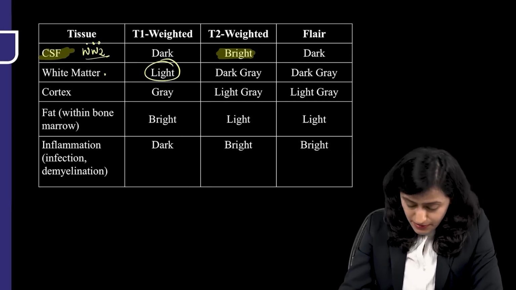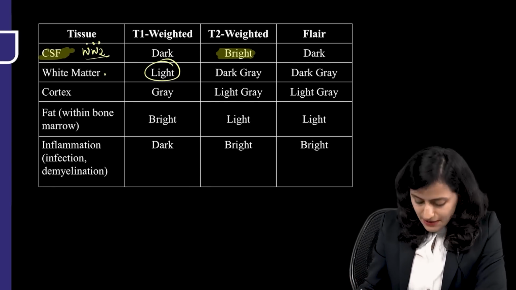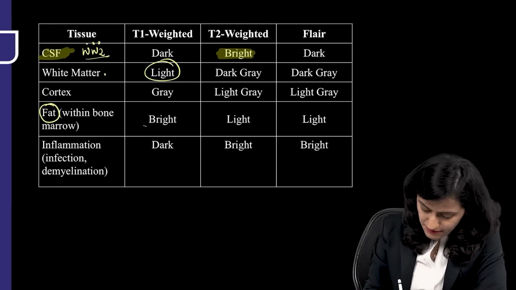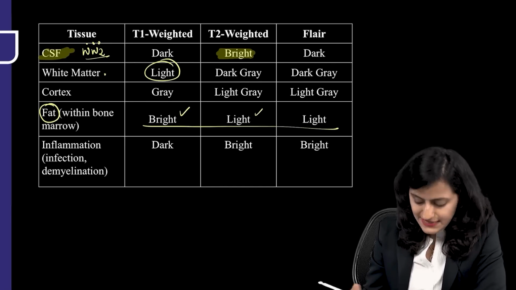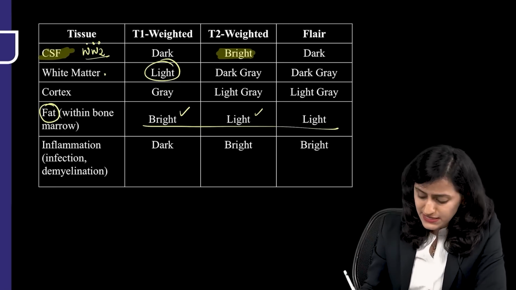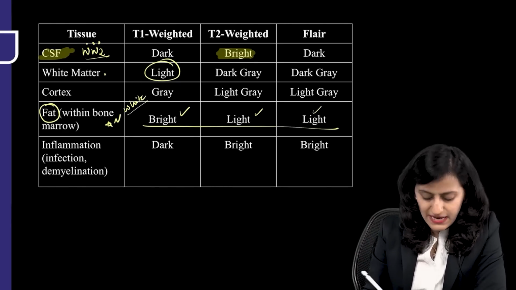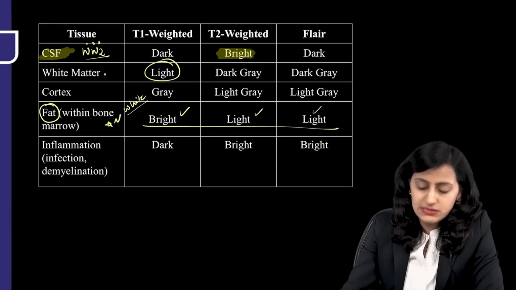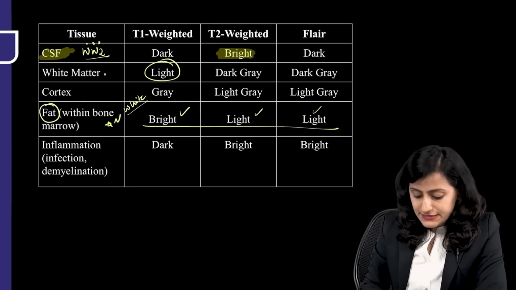I'll tell you the tricks to remember that when we see the images as well. So based on these appearances, basically we get to know the substance. Remember that fat is the substance which is bright on MRI, be it T1, where light means bright but less bright, or T2. Which is the substance which is white on both T1 and T2? It is fat. It is fat which is bright, which is white, hyperintense on both T1 and T2.